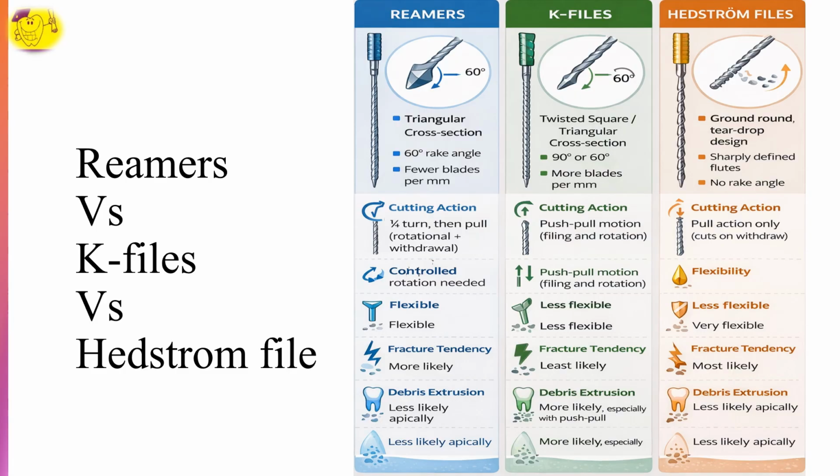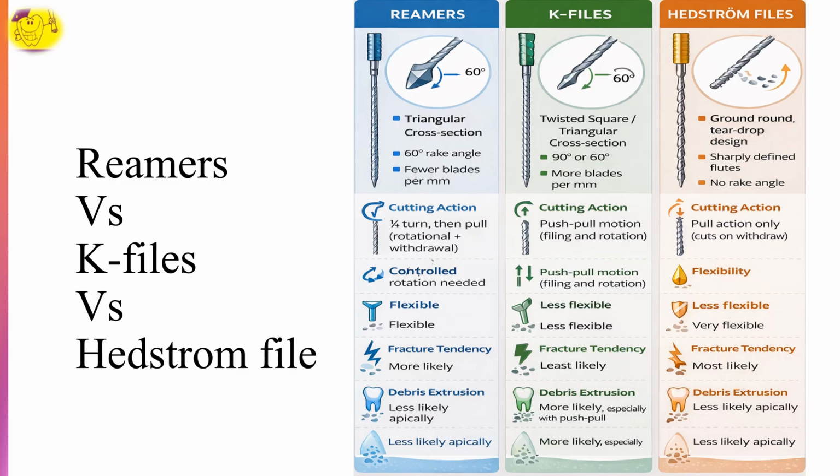When it comes to endodontic instruments, it is important that you know the difference between reamers, K-files and H-files, that is the Hedstrom files. So in the cross section, the reamers are triangular, K-files are usually twisted square, and the Hedstrom files are usually in a teardrop shape. And in terms of rake angle, reamers are at 60 degrees, K-files are 90 or 60 degrees, and there is no rake angle in Hedstrom files.